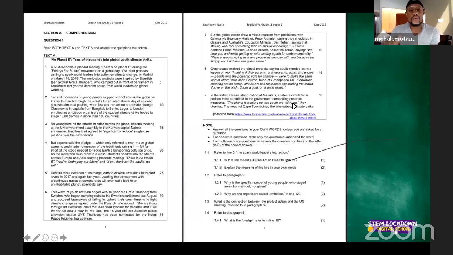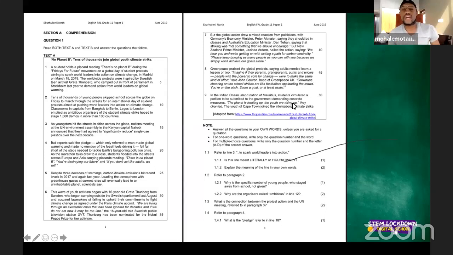When you're reading through the questions and looking at the mark allocation, you are able to see what exactly they're trying to ask you, and you are also trying to see if you can remember seeing any of the keywords that are in your questions, which you can find in your text. It says here, is this line meant literally or figuratively? Then you are able to go to line 3. It says, "to spark world leaders into action."